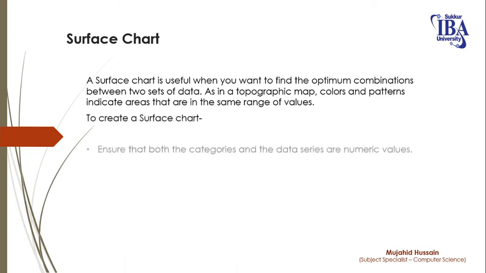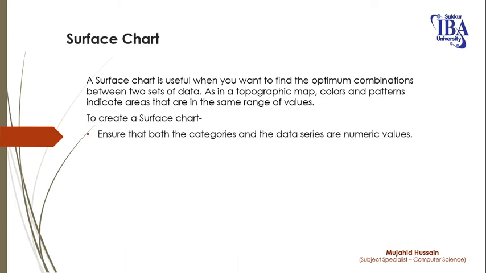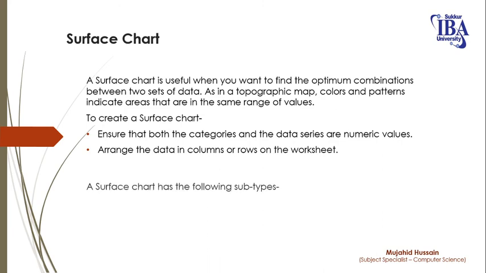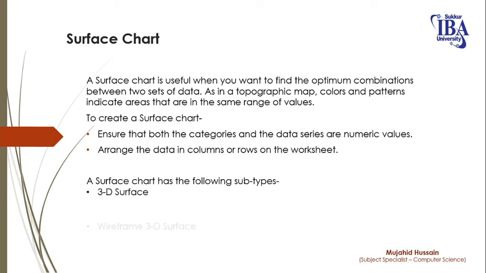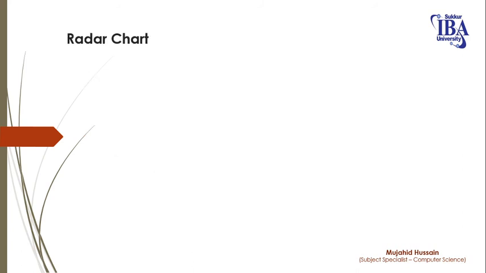To create a surface chart, ensure that both the categories and the data series are numeric values. So for using a surface chart, you must have data series or categories in numeric values. Arrange the data in columns or rows on the worksheet. A surface chart has the following subtypes: 3D surface, wireframe 3D surface, contour, and wireframe contour.